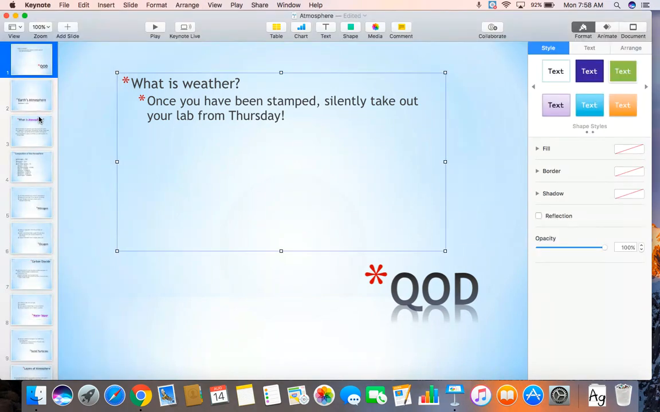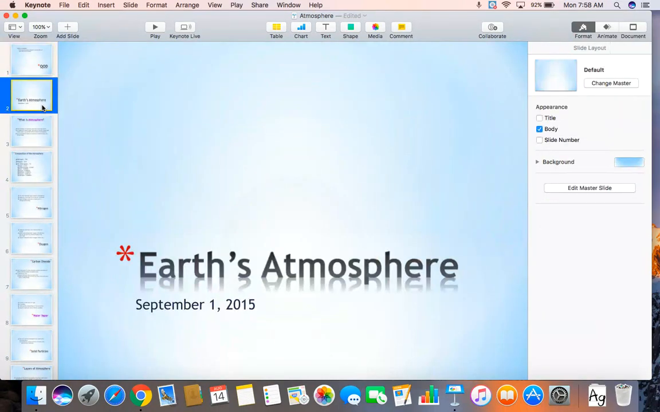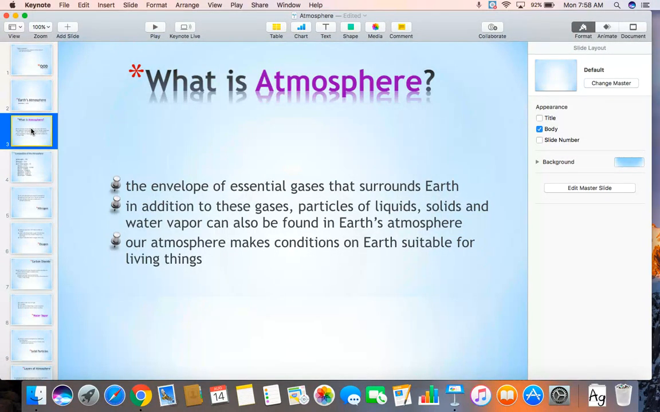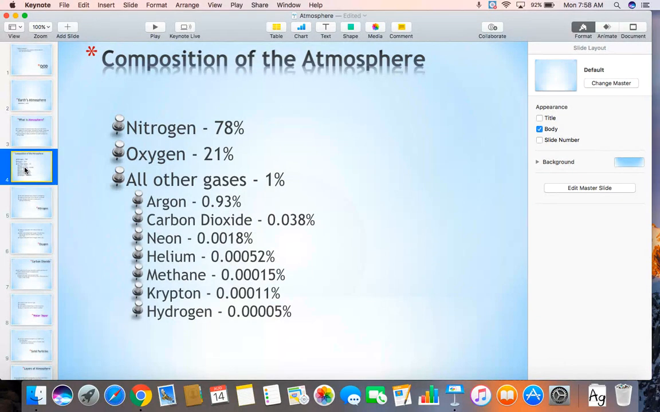Okay, so let's get right into the atmosphere. What is the atmosphere, guys? It's basically how we're able to live on Earth. It is an envelope of gases that surrounds the Earth and makes it to where we can live in it. It has lots of gases, particles, solids, liquids, all of this come together to make up what we know as the atmosphere. So, the composition.